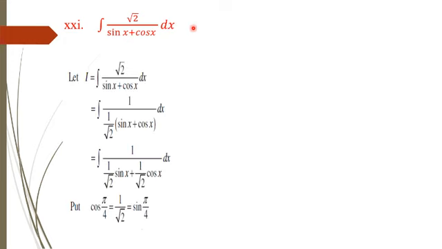Question number 21. Integration of square root of 2 over sin x plus cos x dx. When this square root goes to the denominator, it will become 1 over square root of 2, times sin x plus cos x. Open the bracket: 1 over square root of 2 sin x plus 1 over square root of 2 cos x.